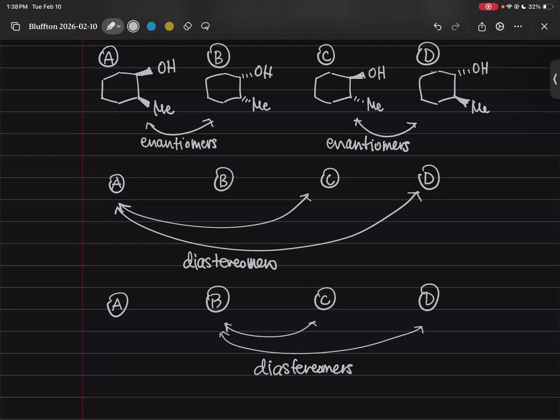B and D, the OH stays the same. It's on a hash in both cases, but the methyl group goes from a hash to a wedge. One out of two have changed, some but not all. That gives us diastereomers. Okay.